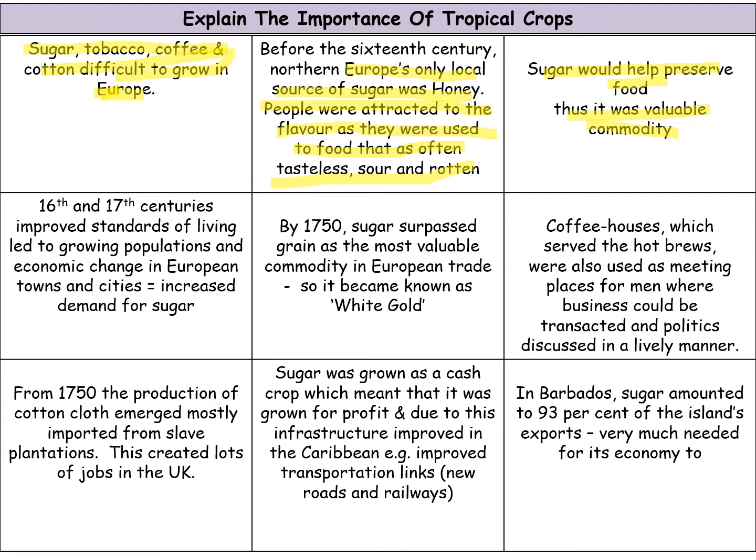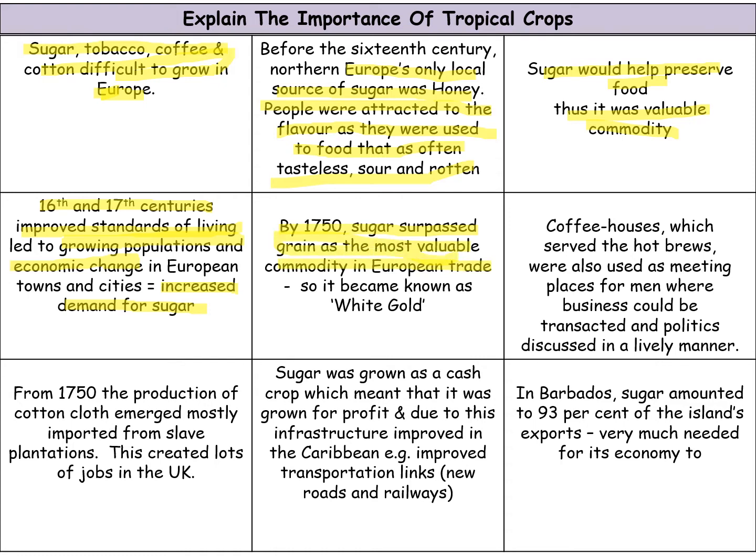In the 16th and 17th centuries, improved standards of living led to growing populations and economic change in Europe, towns and cities, which increased demand for sugar. So we can say here the 16th and 17th centuries, improved standards of living, growing populations and economic changes increased the demand for sugar. So we'll take out the other words there. By 1750, sugar surpassed grain as the most valued commodity in European trade. So we'd need that bit there.